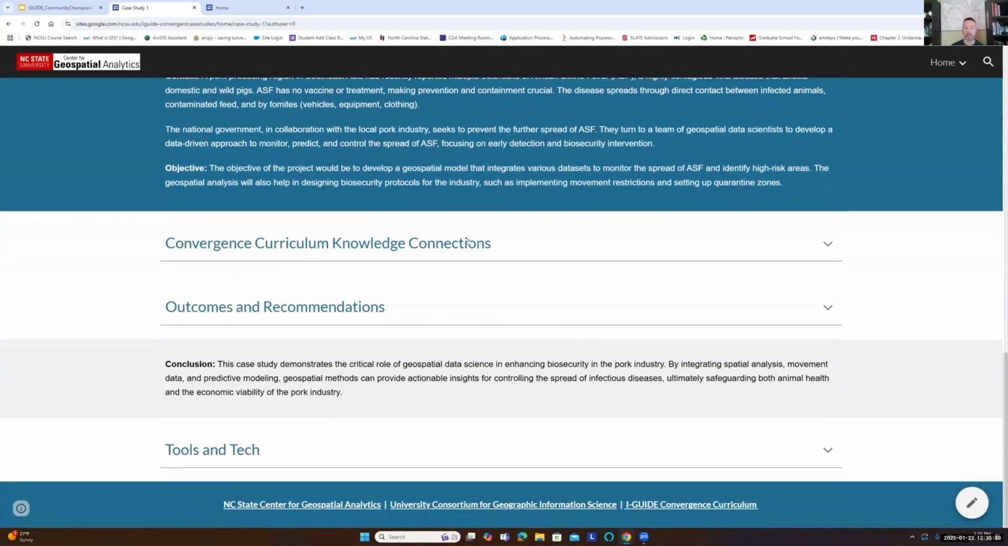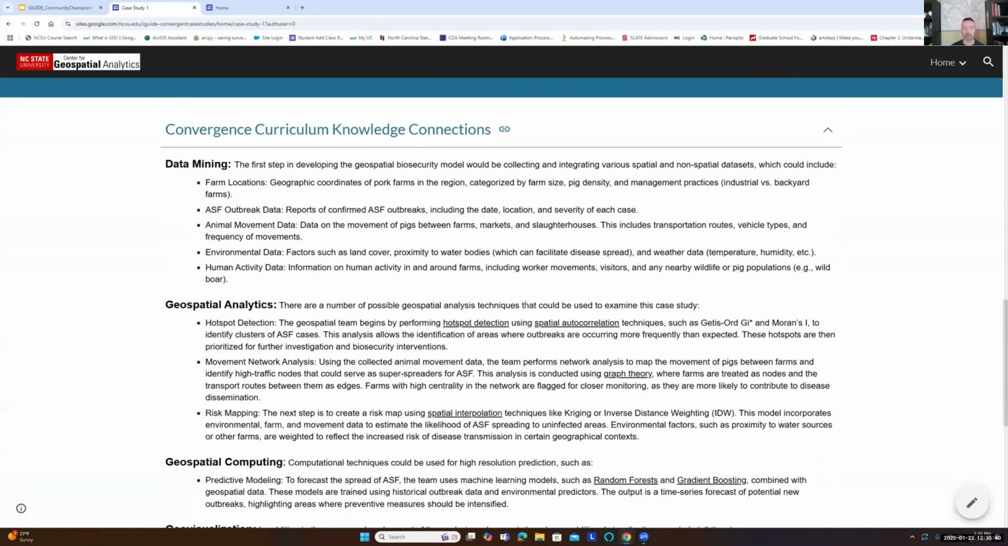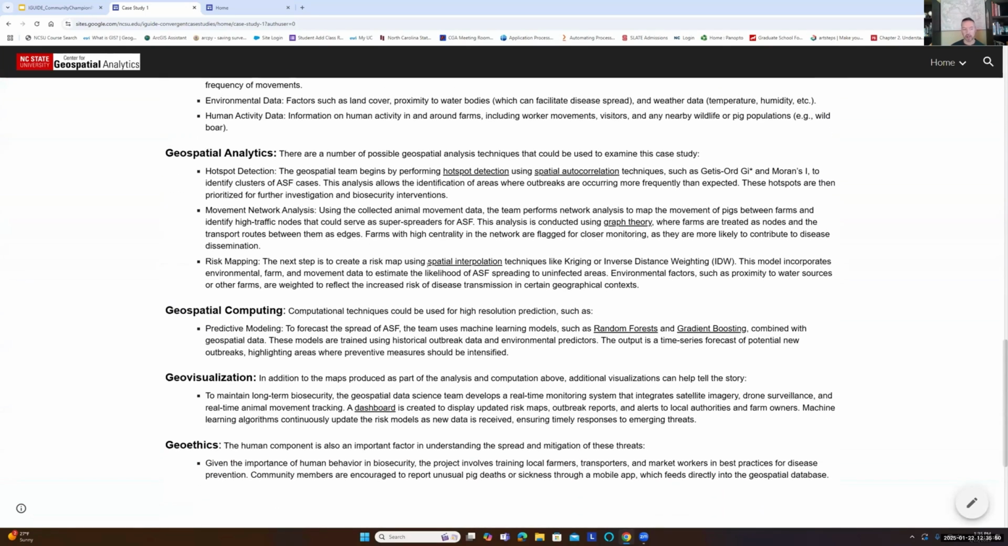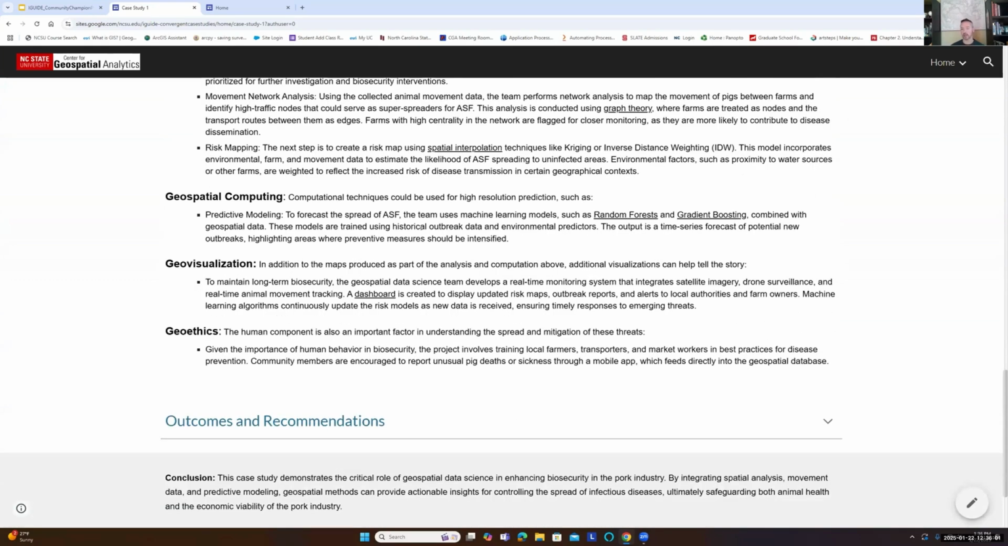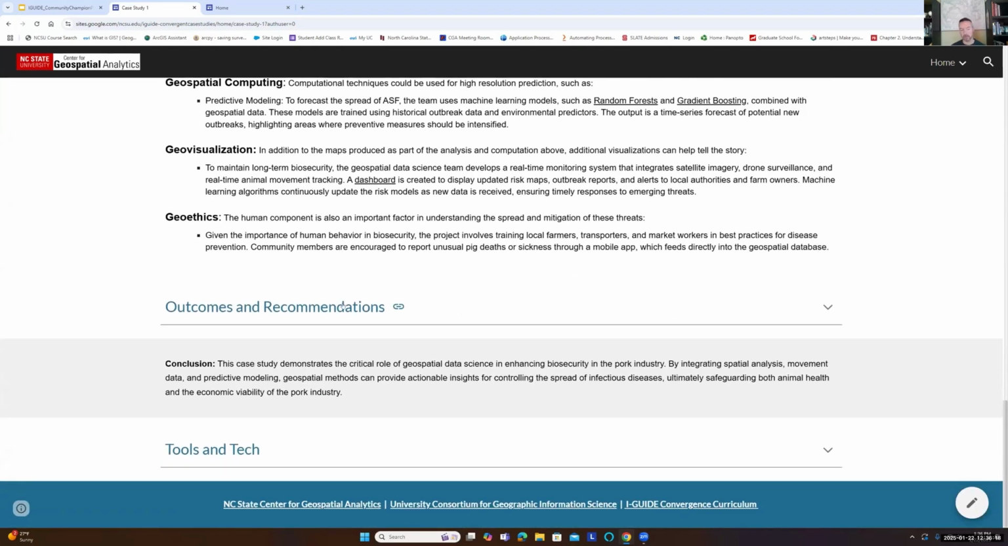And then basically the case study runs through each of the knowledge connections in more detail, whether that's data mining, describing what the different data sources are and how to go about getting, using, and evaluating those. The geospatial analytics part, in terms of what analytical tools might be helpful, such as hotspot or network analysis and risk mapping. We talked about computing in terms of predictive modeling, geovisualization, whether that be, in this case, a dashboard as a possible avenue, and then the geoethics knowledge connection that is part of the framework. And then it finishes off with some outcomes and recommendations related to the case study.